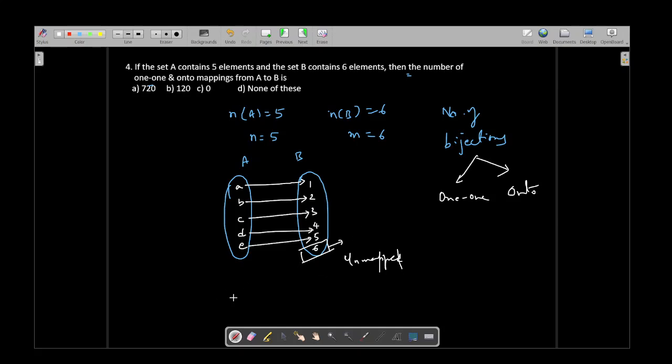So the number of bijections we can generate from this is 0, because to generate a bijection we should have both the sets with the same number of elements. Here the number of elements in A is different than the number of elements in B. We cannot generate any bijections out of it. So option is C.